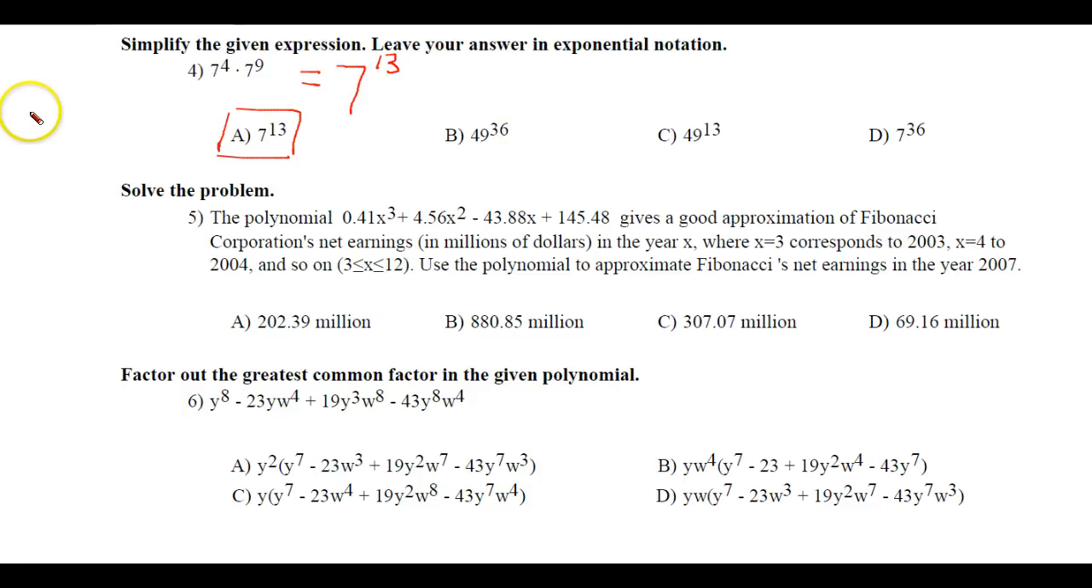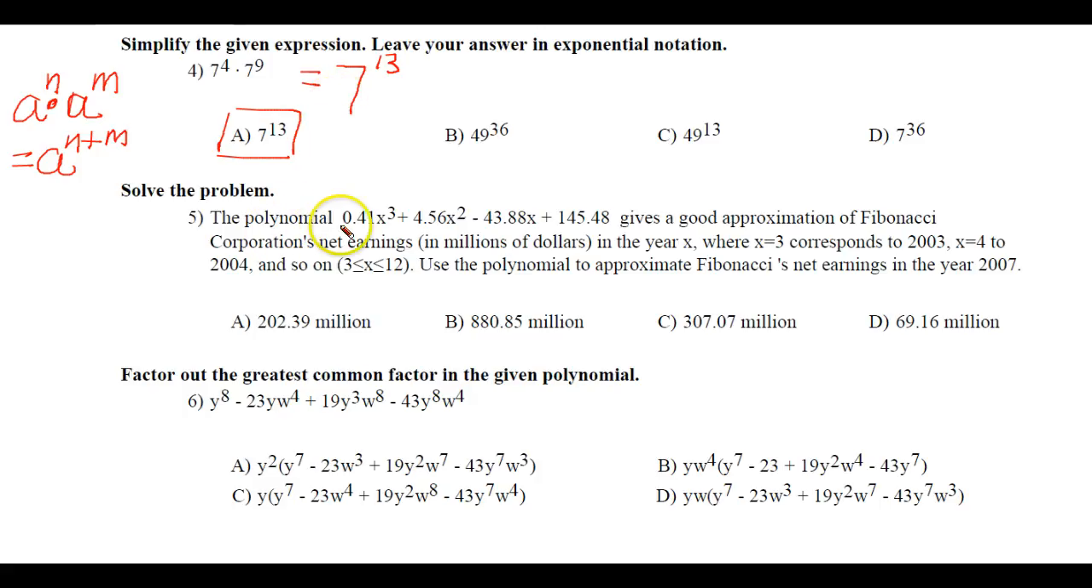The rule is a to the n times a to the m equals a to the n plus m. That is, you just add the exponents. The bases stay the same.